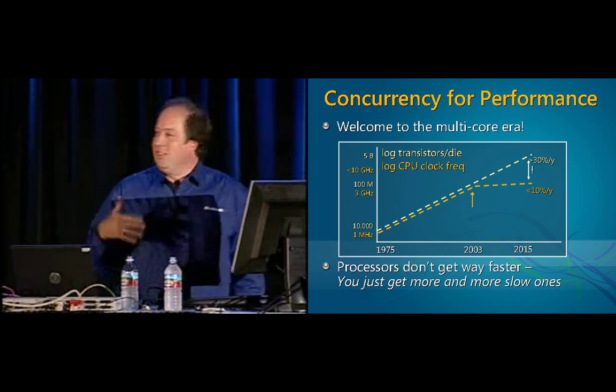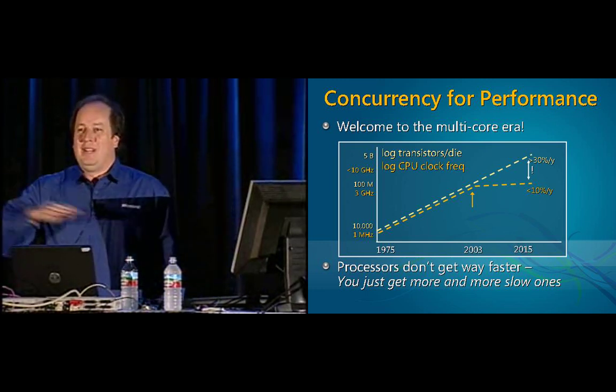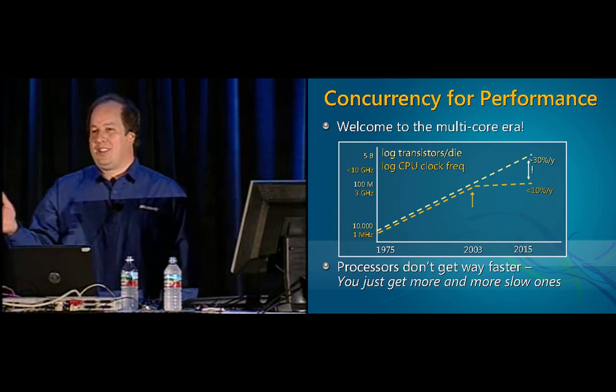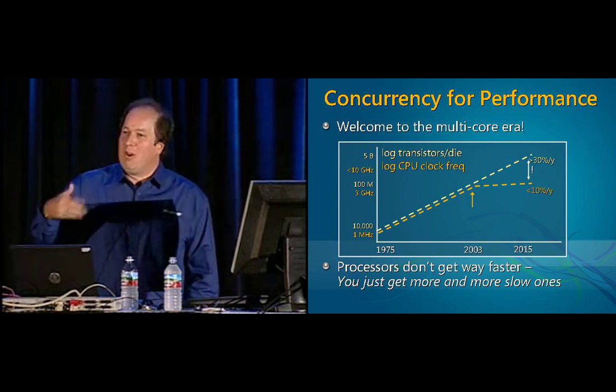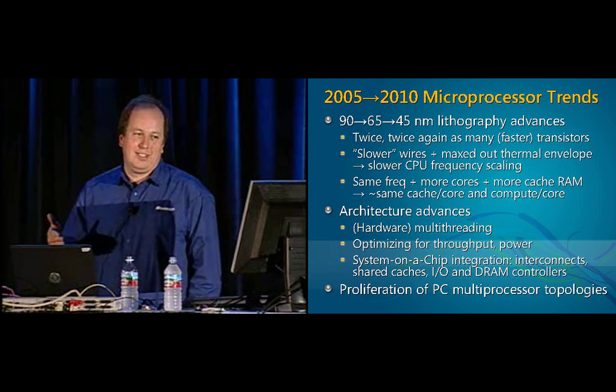And this statement's a little oversimplified, but the gist of it is that from now on, for the rest of the computing industry, whatever that means, your processors don't get way faster each year. You just get more and more and more of them. And we'll talk a little bit about why that is so.